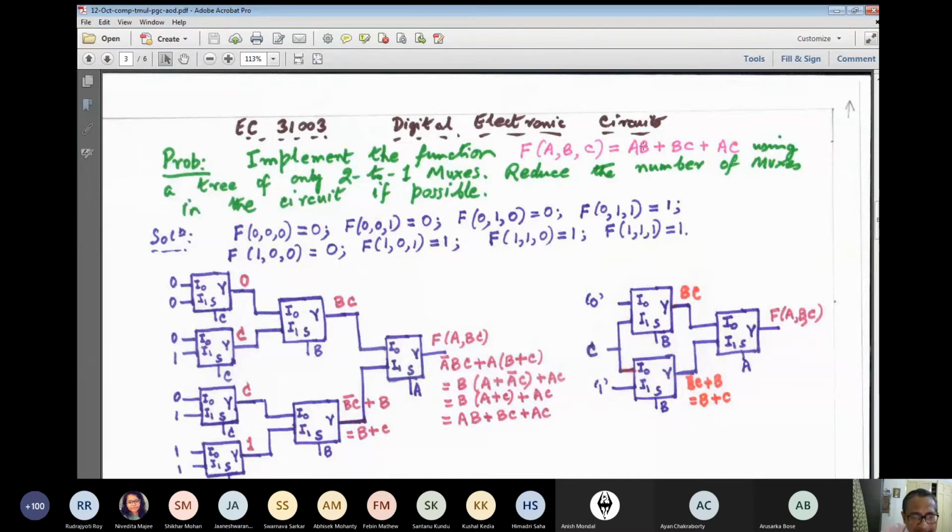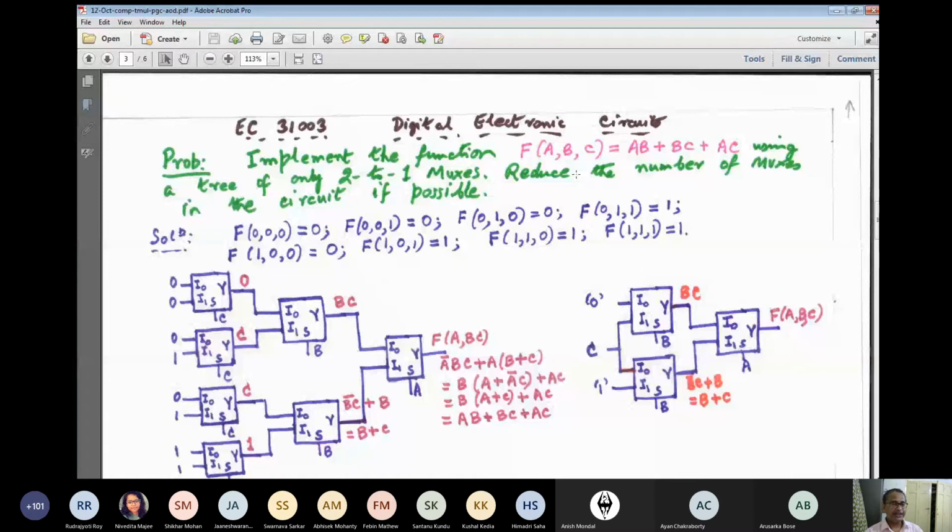So considering 3 variables, the majority is 2. That means when 2 variables take the value 1 or 3 variables take the value 1, then the function value is 1. That's why it is AB or BC or AC. It is called a 3 variable majority function. Now implement the function using a tree of only 2 to 1 multiplexers.